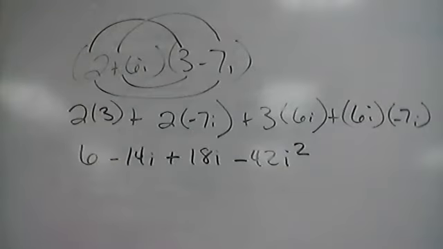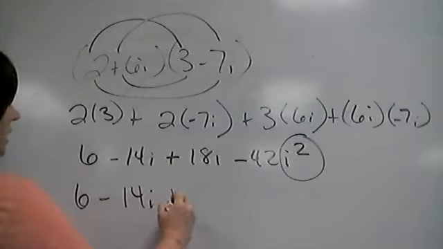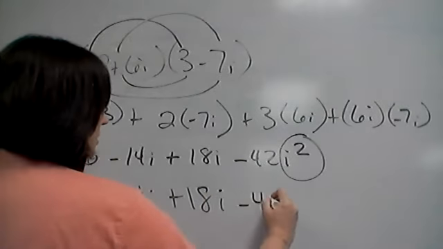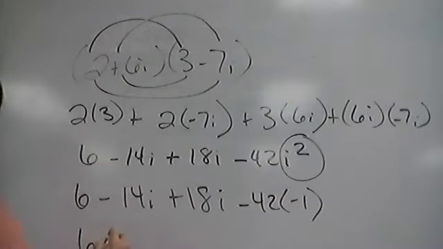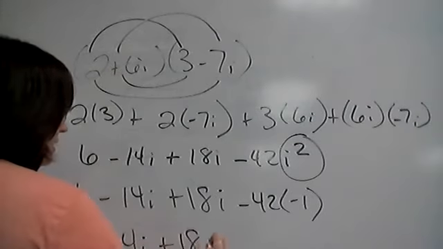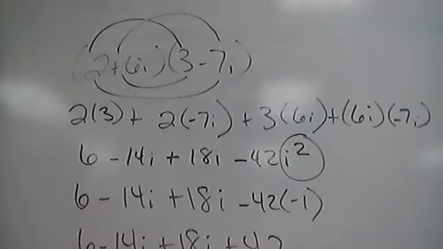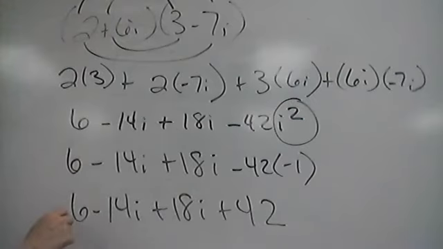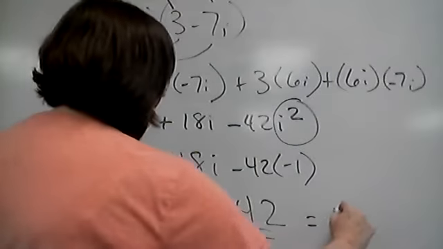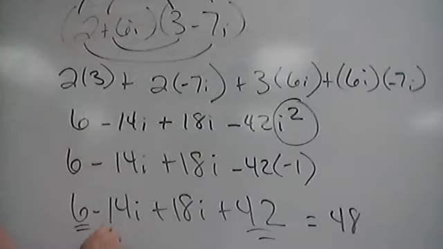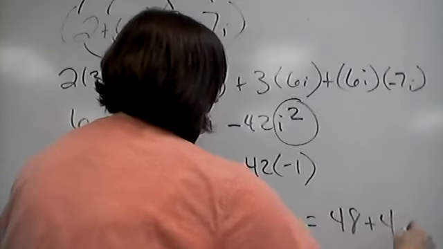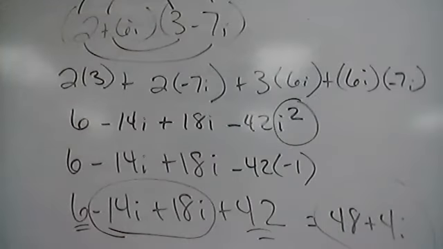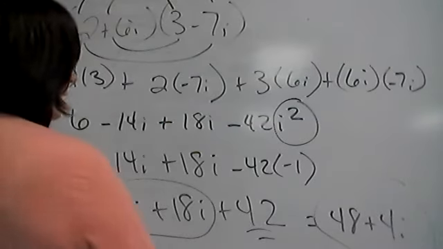Remember, anytime you have an i squared, you're going to replace it with -1. So 6 minus 14i plus 18i plus 42, because i squared is -1. And then we're going to add our like terms. So I'm going to add 6 and 42 to give me 48. And I'm going to add -14i plus 18i to give me a plus 4i. Okay, so 48 plus 4i.